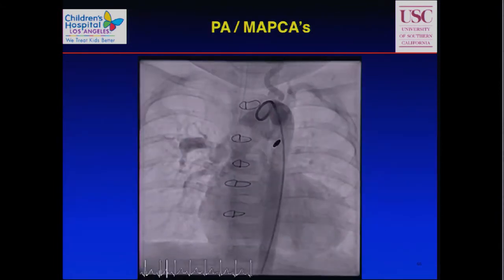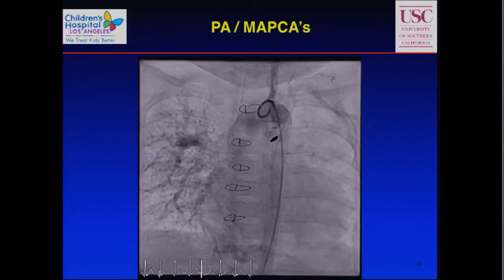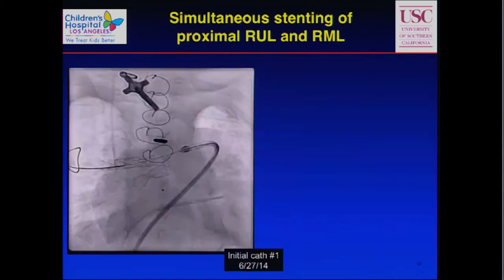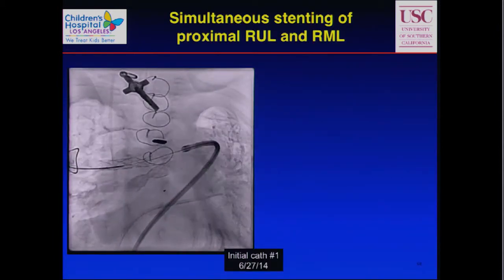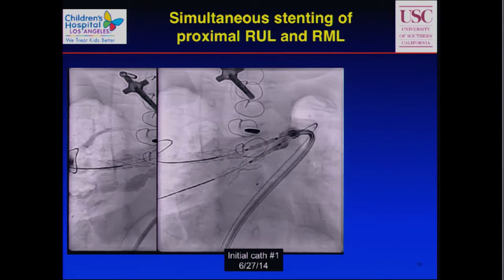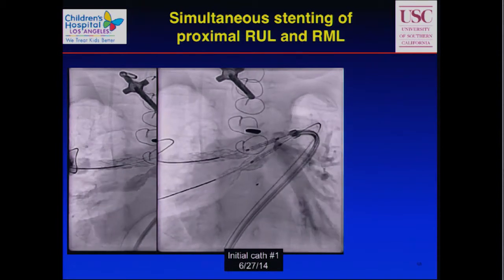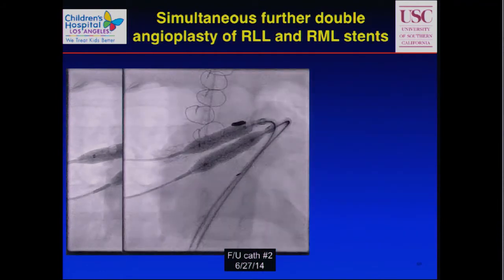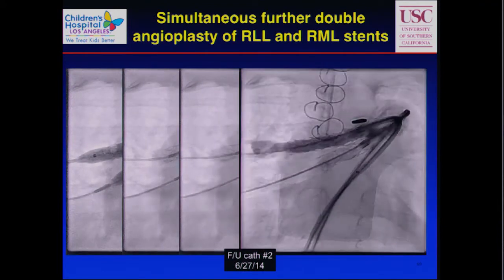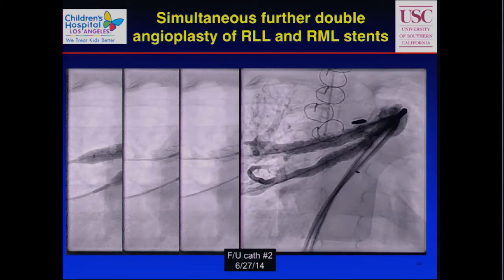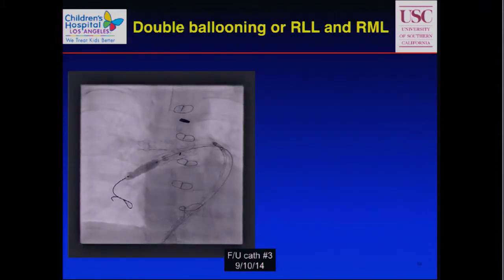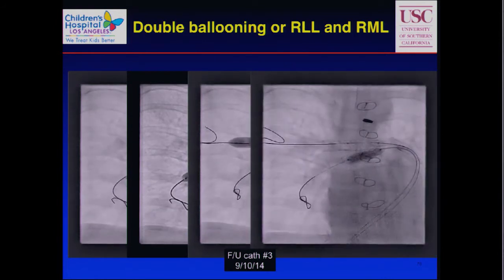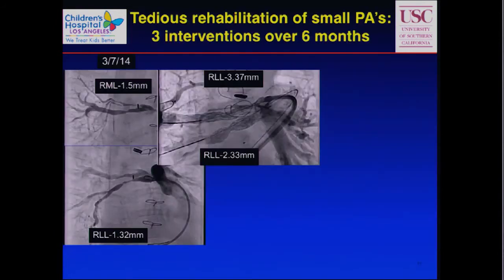Here's an example of very severe MAPCAs. See how tight this is? This is horrible. So we end up putting stents in distally, and then we put in stents bilaterally, proximally, and further dilate, and you can open things up. This patient actually had severe RV dysfunction at the same time too. So you see that if you do this over time, you can slowly rehabilitate these vessels and decrease the afterload.